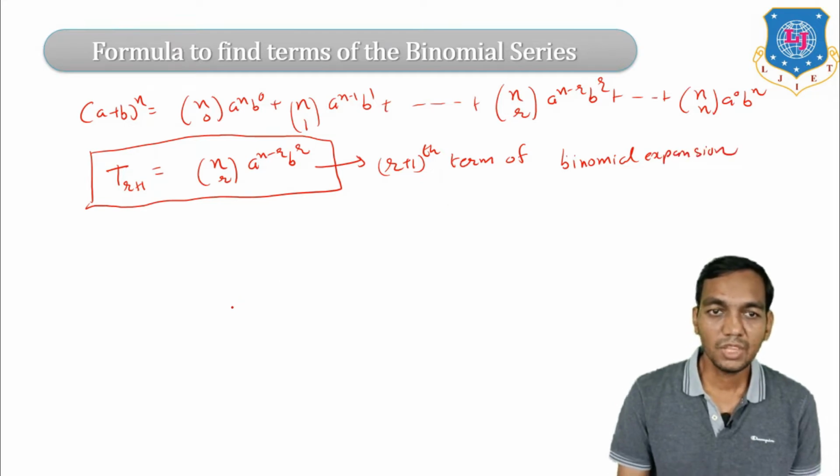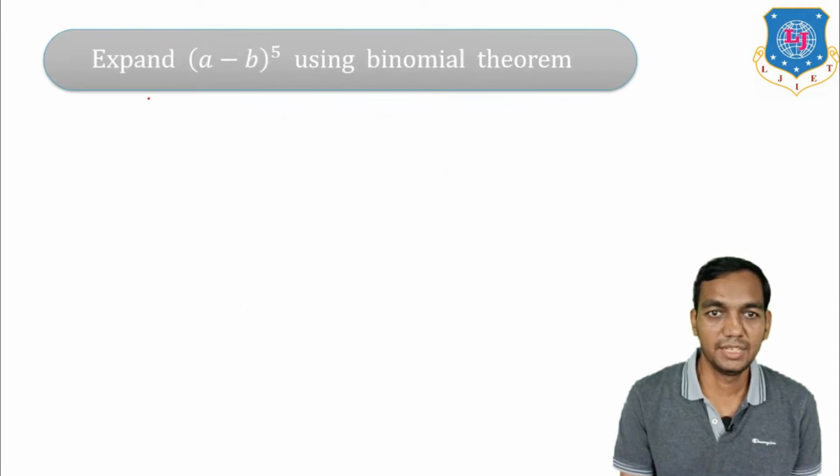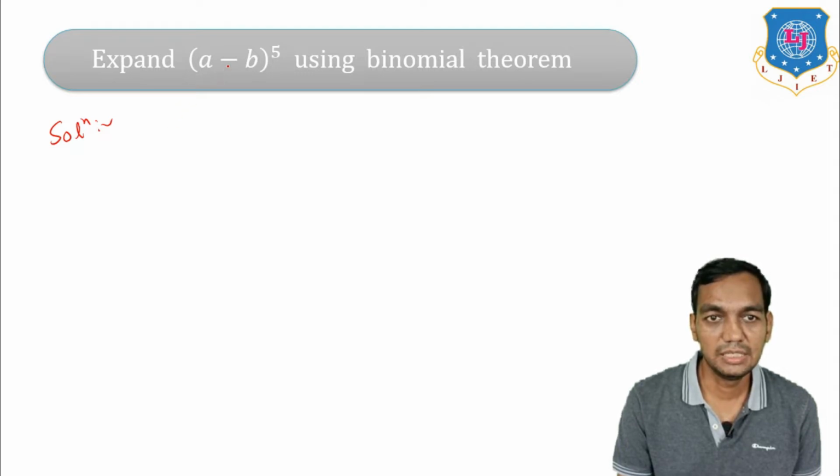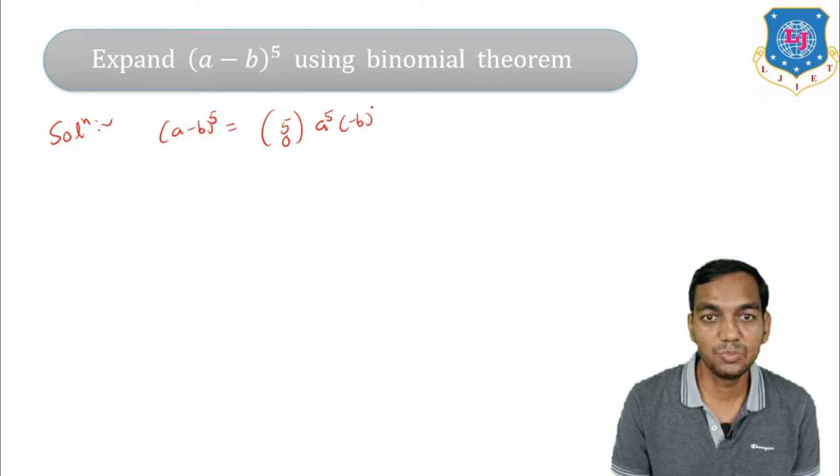Okay. Now we are going with an example. Expand (a minus b) raised to 5 using the binomial theorem. Now see, if you are going to use the binomial theorem, then here instead of plus you have a minus. So if you are starting with (a minus b) raised to 5, then that will be nC0, but n has a value 5 here. So 5C0 a raised to 5 into (minus b) raised to 0.